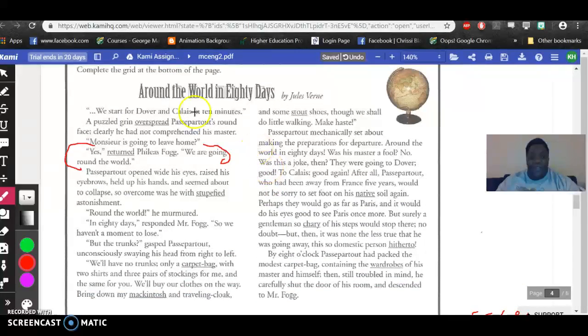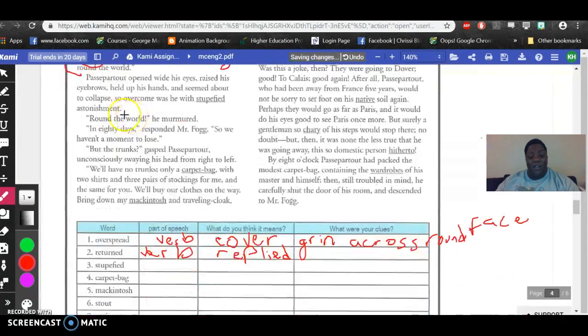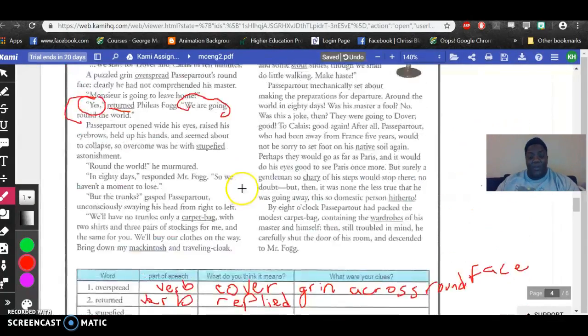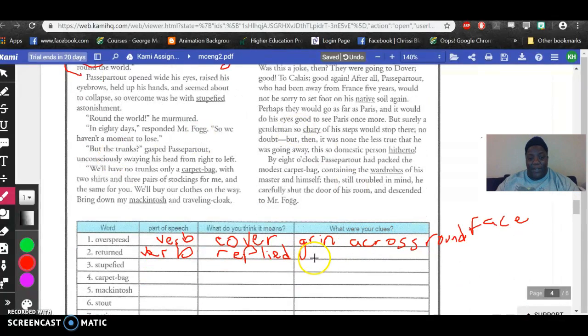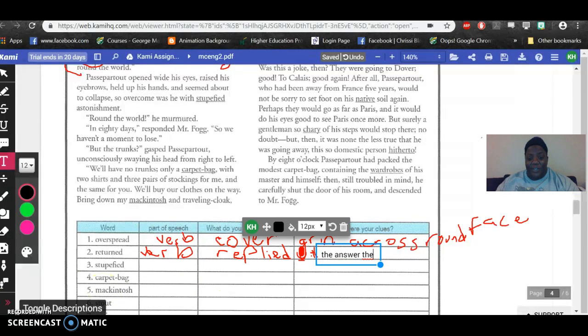And what gave us the clue? For me, it was simply because of the way that it's written. We have the quotation marks, and then the verb, and then more quotations. Also, another way that I know that it means replied is because Phileas answered. So I could put that right here, something like, he answered the question. Let me use my text box. He answered the question.